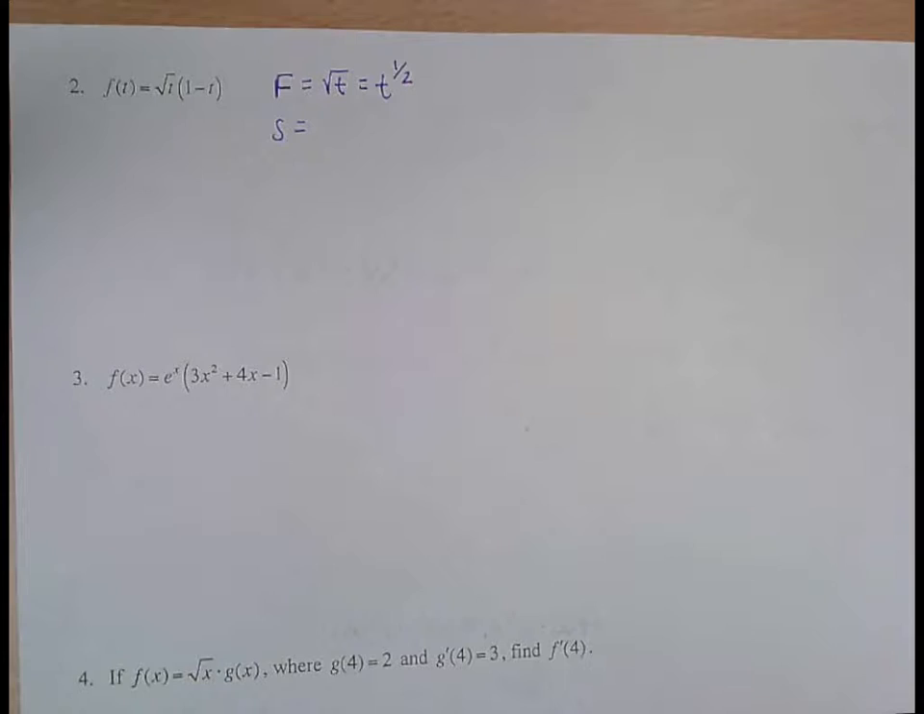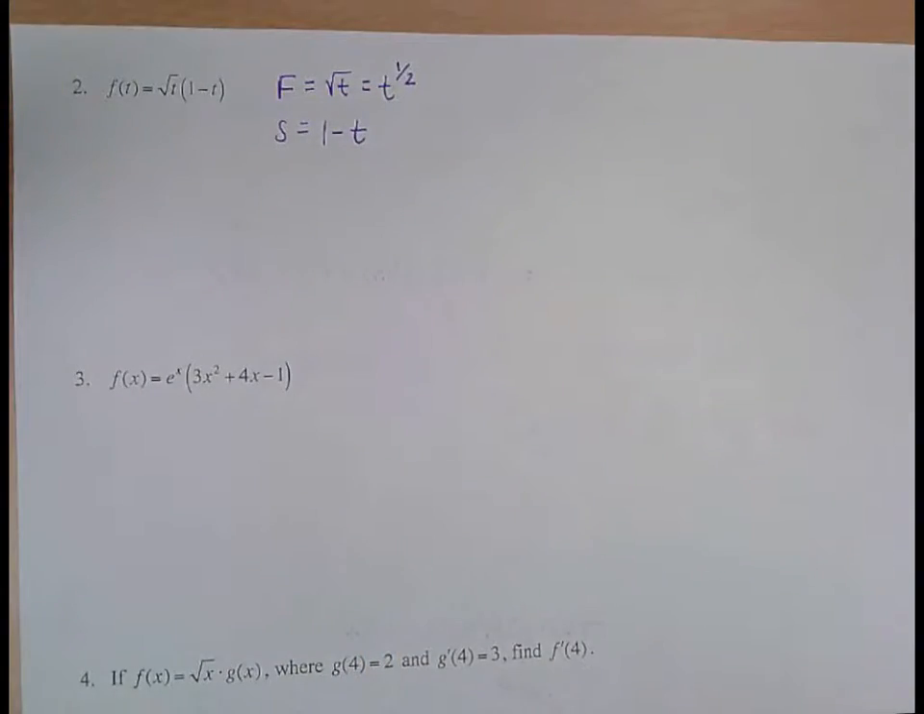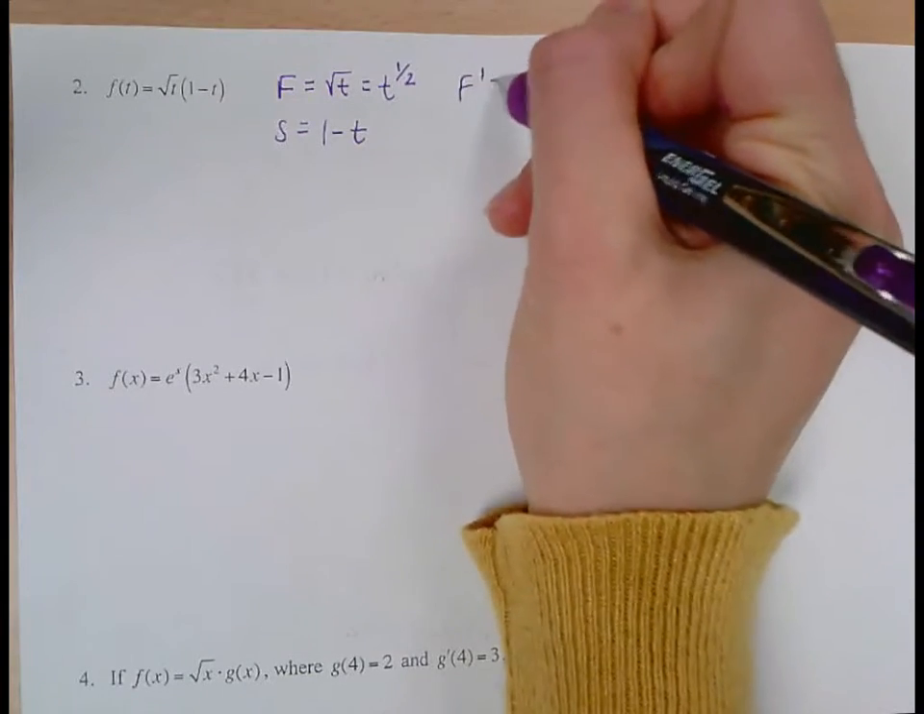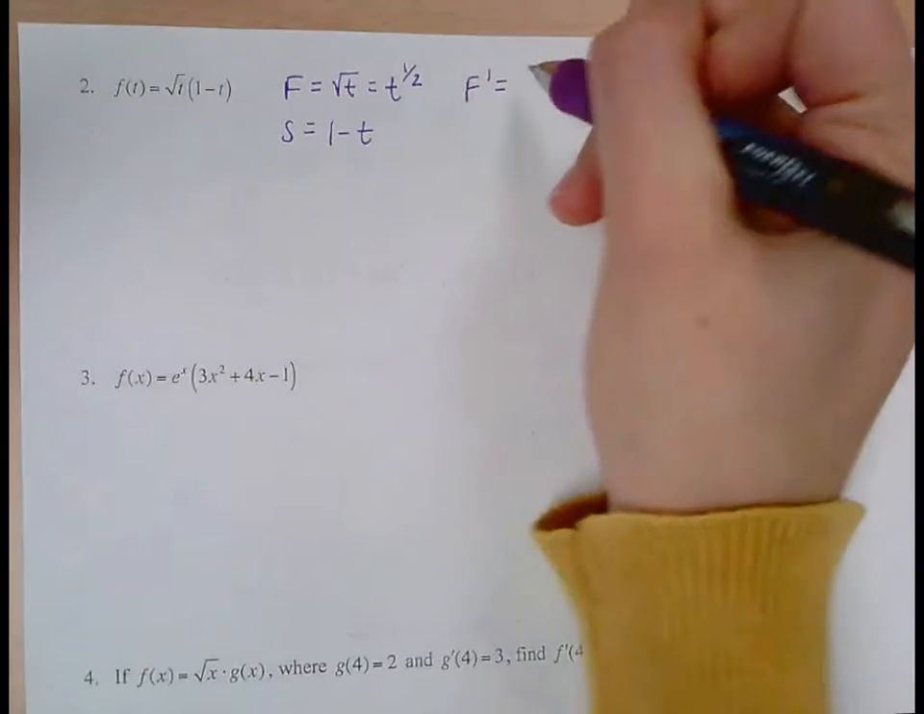The second function itself is 1 minus t. All right, what's the derivative of t to the 1/2?